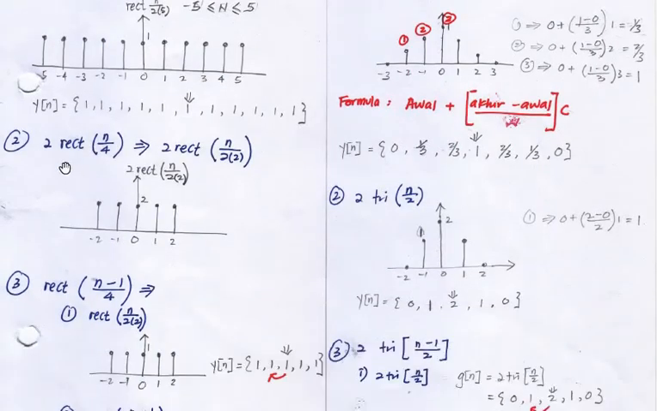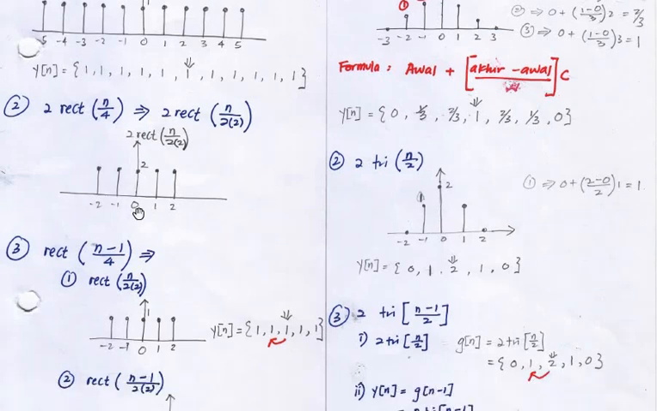Okay, what if I have the amplitude of 2 and n over 4? If you rewrite it in this form, it means that N equals 2 times 2. So n is from negative 2 to 2, and the amplitude is 2.